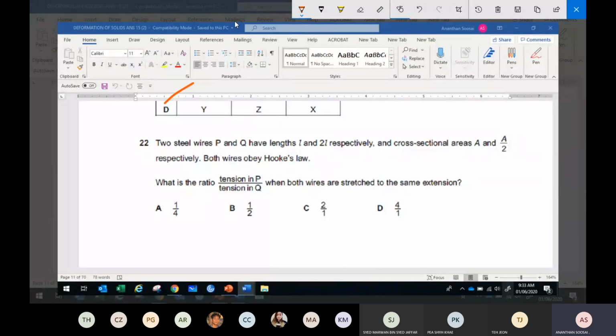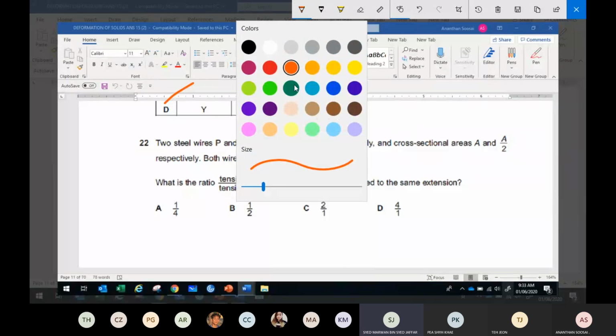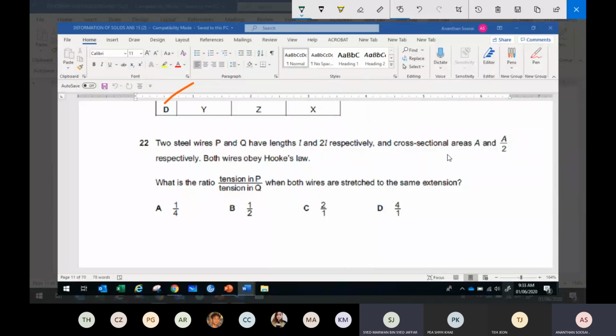So as usual, what do you do? The first wire P has a length of L and a cross-sectional area A. Wire Q has a length of 2L, and the area is A over 2.